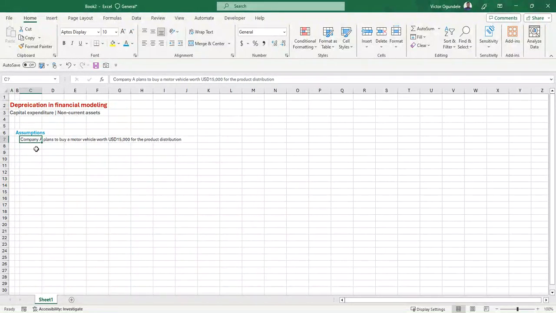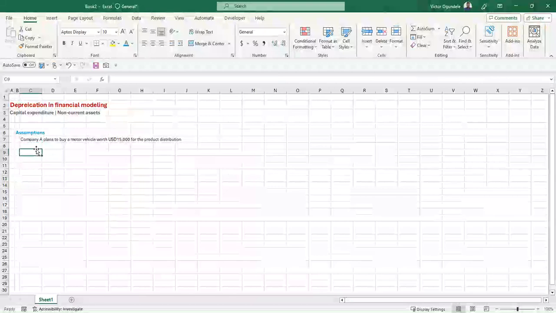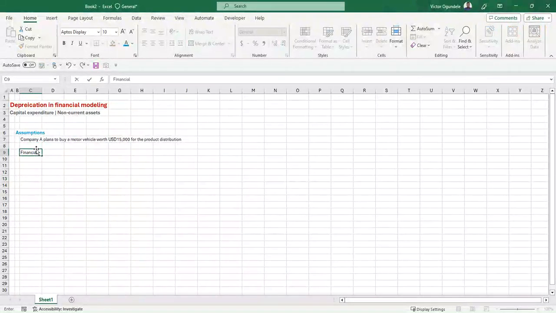As I said, historically, it is accountants, then future-wise, that's where the financial modeler comes into play. But it's not as if we are creating anything different, right? So now, let me create a financial statement. So let's create a financial statement.